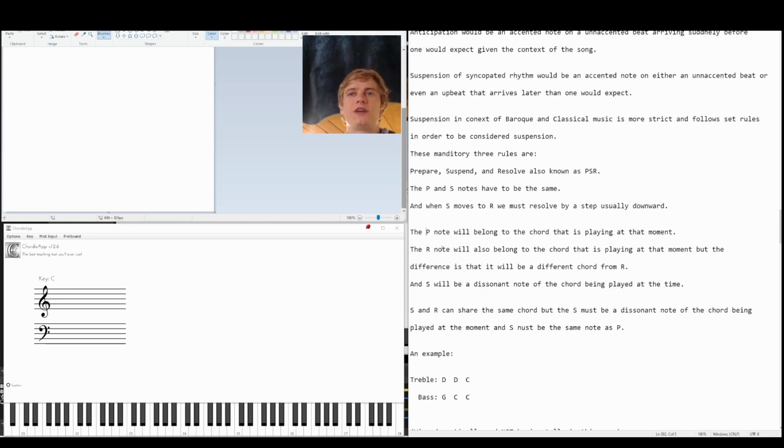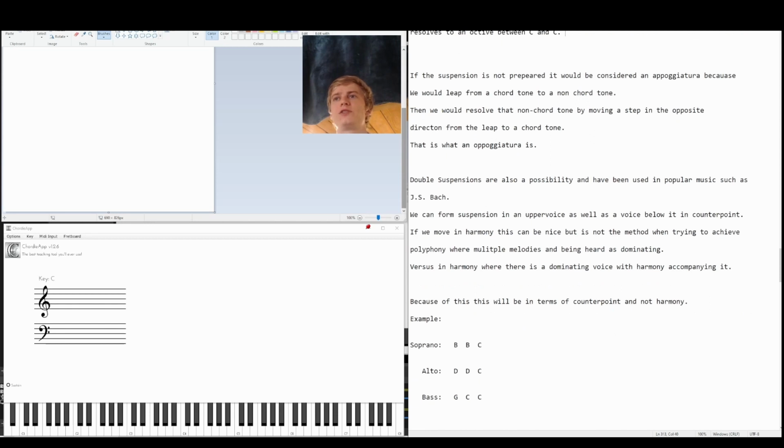So to kind of go over that one more time, the P note is going to belong to the chord that is playing at the moment, or prepare. The R note, the resolve note, will also belong to the chord that is playing at the moment, but the difference is that it will be a different chord than we had at P. And the S will be a dissonant note of the chord being played at the time. As you saw in my example, the S and the R, the suspend and the resolve, steps 2 and 3, can share the same chord, but the S must be a dissonant note of the chord being played at the moment, and the S must be the same note as P.